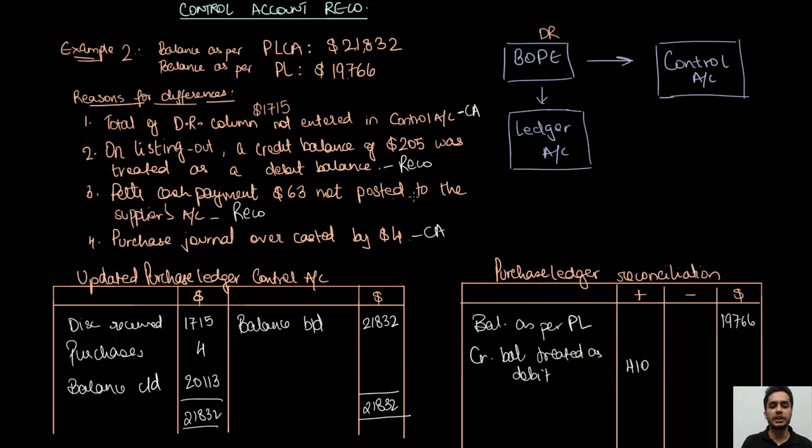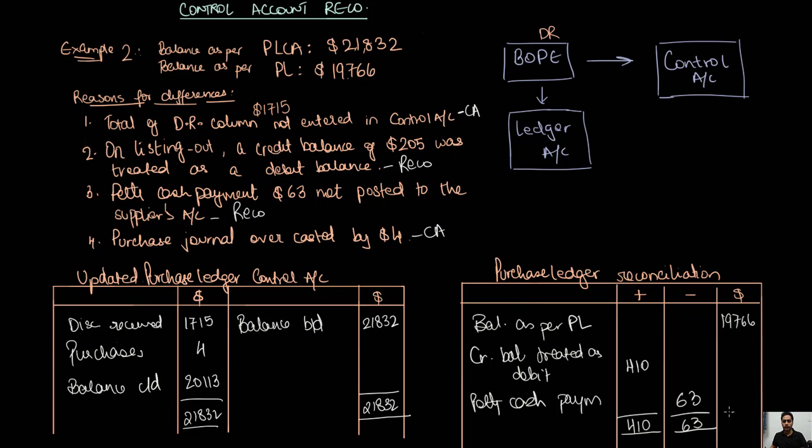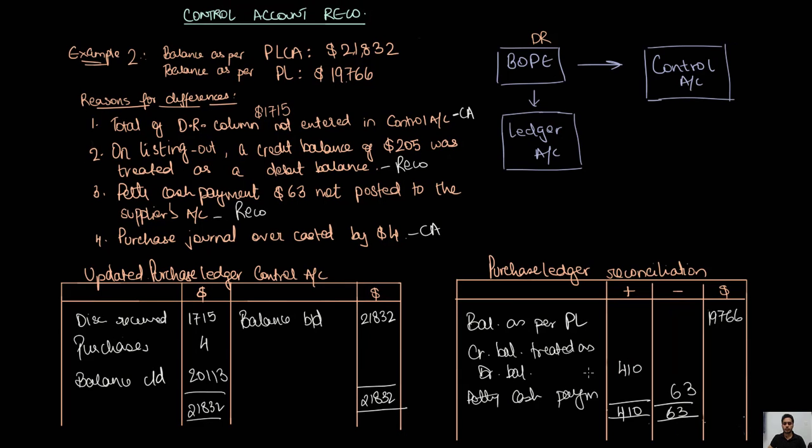Petty cash payment of 63 not posted. When I post this transaction in the ledger account, that will come in the minus column. So petty cash payment in the minus column, 63. No other transaction. Let us take a total. 410 for plus, 63 for minus. And the difference would be 347. So the 347 would be added to the previous balance as per the purchase ledger.